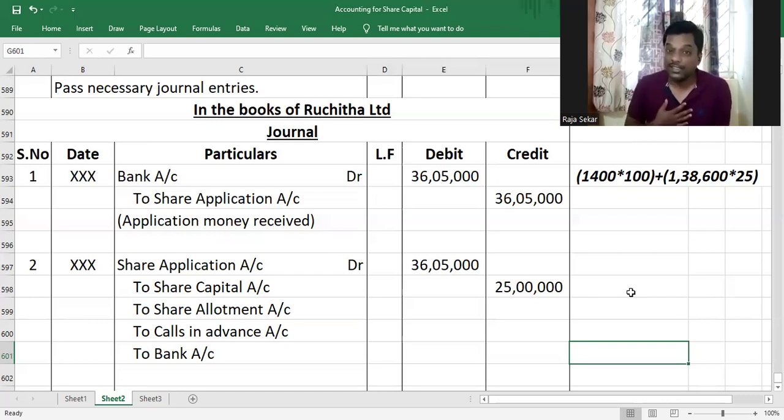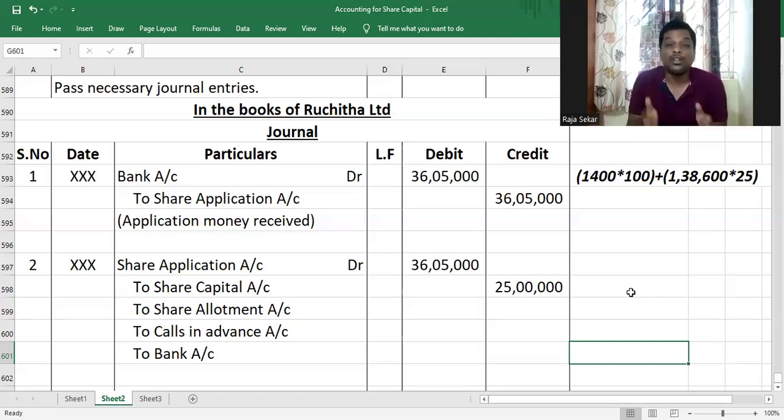Now, usually when we get excess application money from the extra applications, what do we do? We adjust against allotment and further calls too. But unfortunately, that is also not possible here. Why is that not possible here? That is not possible here because Diksha has paid the entire amount due on her shares.